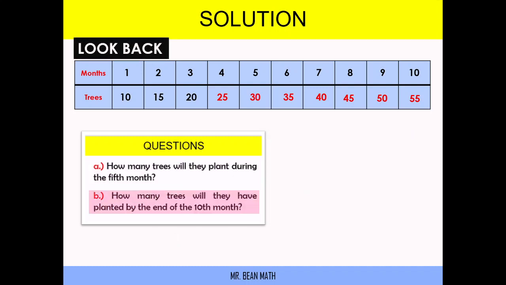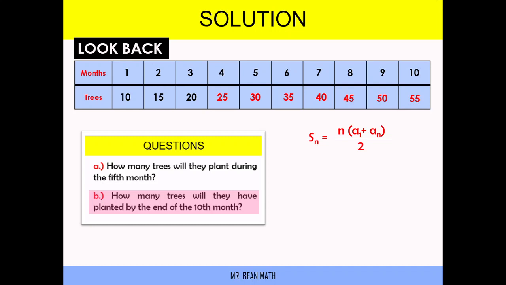Now we're done answering letter A. We will now proceed to the next step, look back. This time, babalikan natin yung isa pang question na letter B. How many trees will they have planted by the end of the 10th month? So for letter B, what we'll do is to find the total number of trees planted by the end of the 10th month. So we will use formula 1 of arithmetic series.